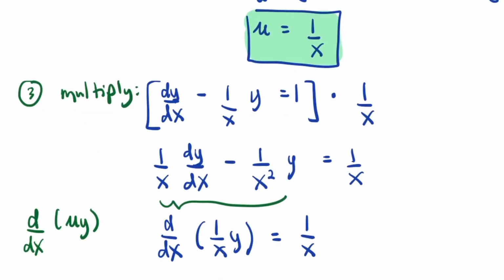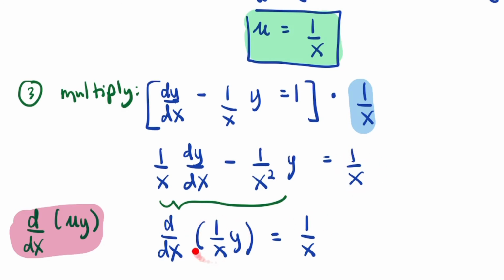Now let's focus on our third step. Rewrite your equation and multiply both sides by your mu, which is 1/x. So you have (1/x) dy/dx minus (1/x squared) y equals 1/x. Now let's rewrite our left hand side in terms of d/dx of (mu y). So just rewrite this as d/dx of (1/x)y, and then rewrite your right hand side.